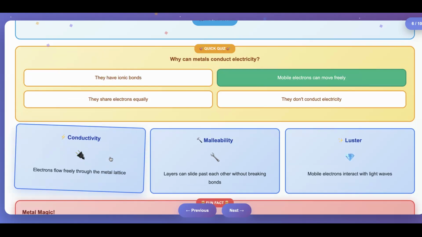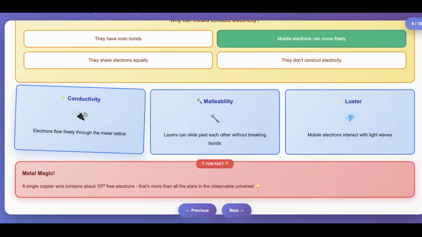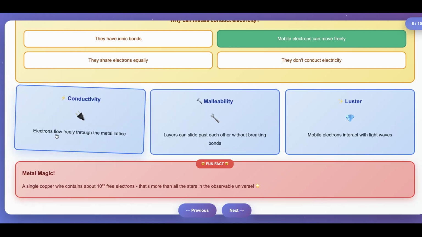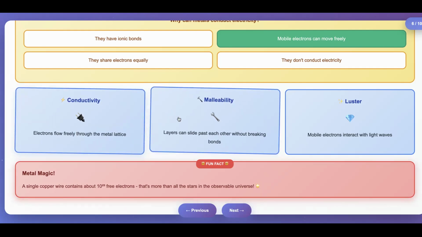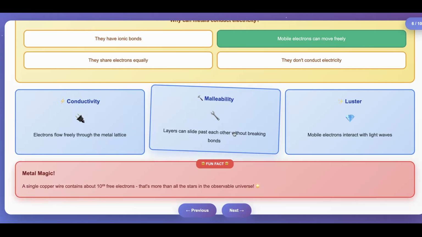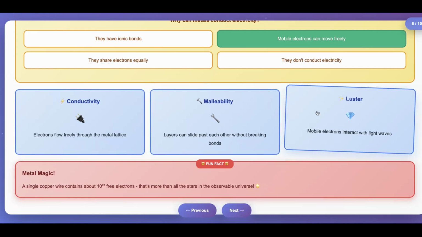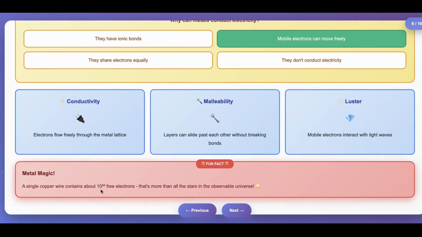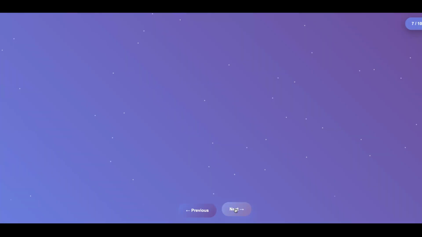This is the answer. They also have three properties: conductivity, the electrons flow freely through the metal lattice; malleability, layers can slide past each other without breaking bonds; and luster. Why does metal have this lustrous appearance? Because the mobile electrons interact with the light waves. So a single copper wire contains about 10 to the power of 23 free electrons. That's more than all the stars in the universe.